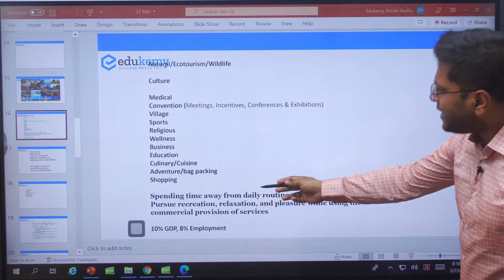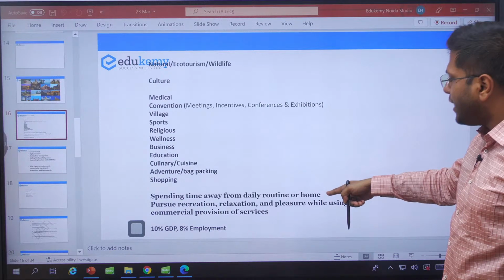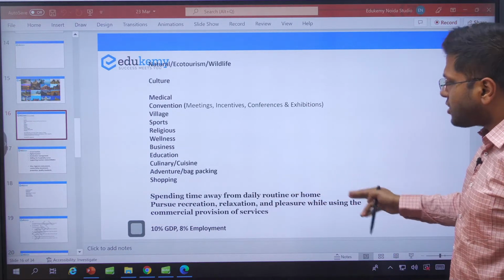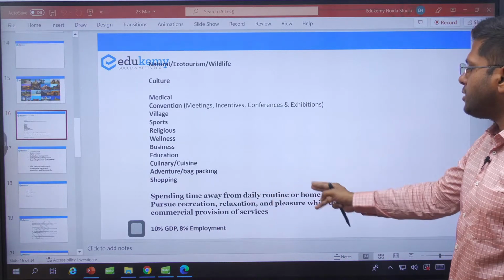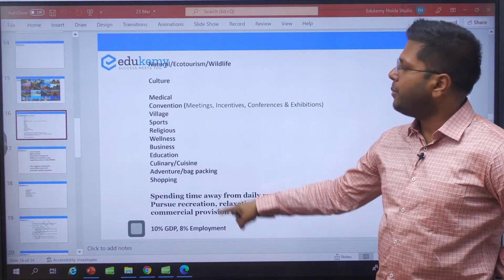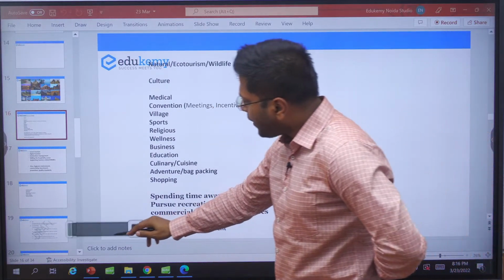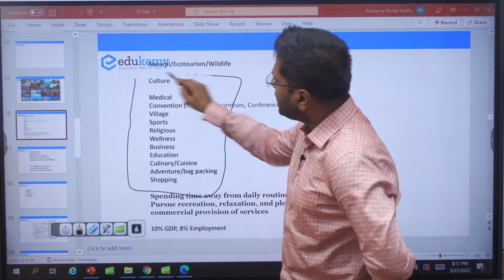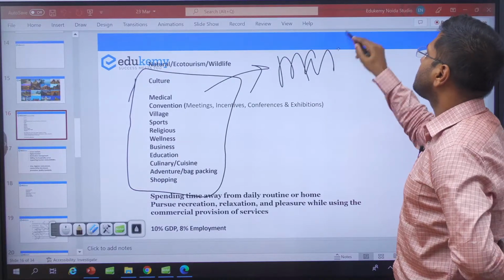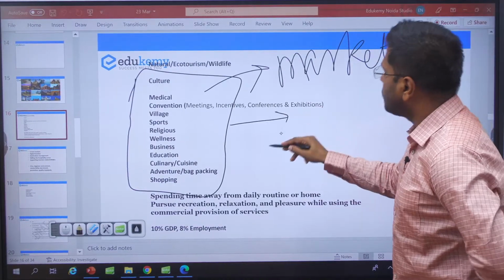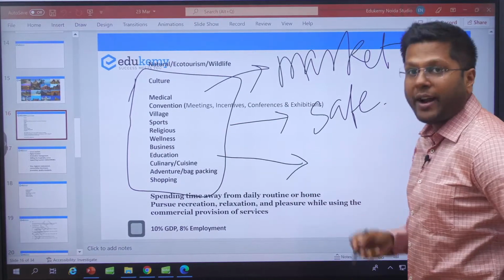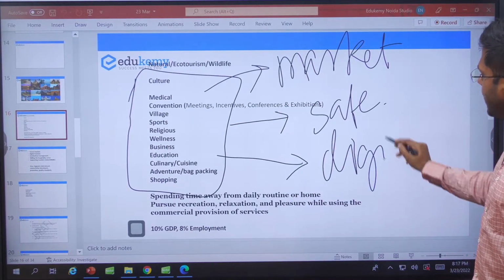So it says, what is tourism? Spending time away from daily routine or home, this is one. Pursue recreation, relaxation, pleasure, the conventional definition, or commercial provision of services. 10% of the GDP of the world and 8% of employment. This is what it can provide, and it can provide even more provided we link these activities with what? With more marketing and publicity, provided we present tourism as a safe destination. Safety, thank you for mentioning this point. Provided we make it digital and easily available for people.